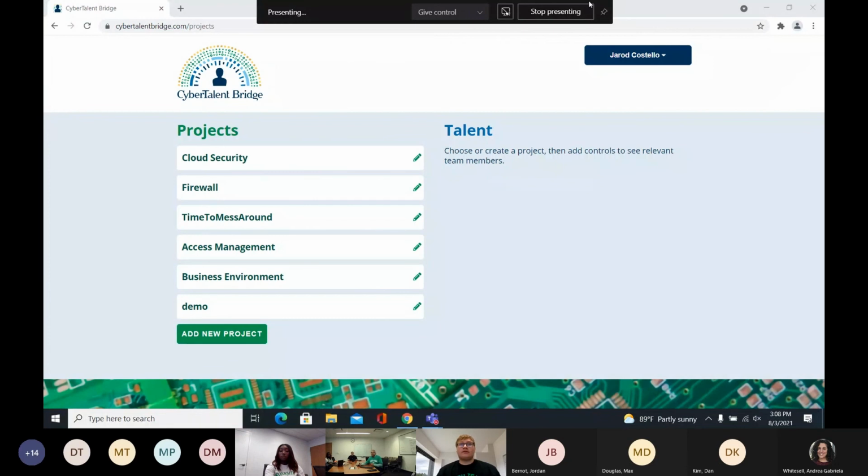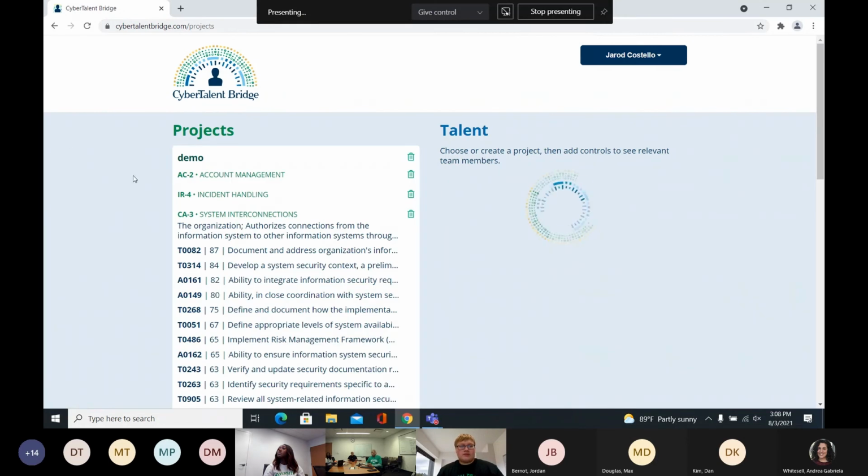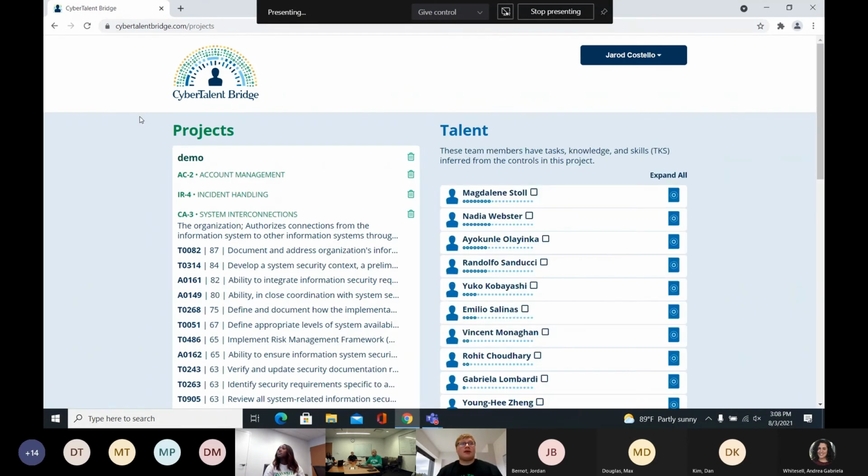All right, so here is the cyber talent bridge in total. Just want to make sure you can see it. So these are just projects I've been working on. Here is an example. Want me to go to different projects? You can see me over there. Yeah, you can. Anyway, here's a demonstration one that I've created for this.